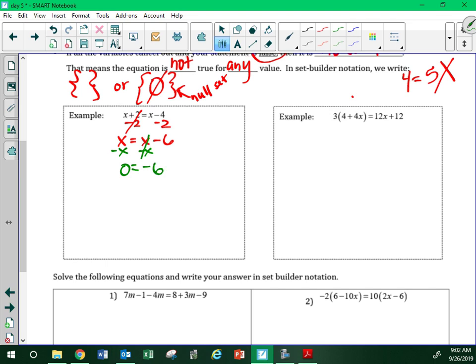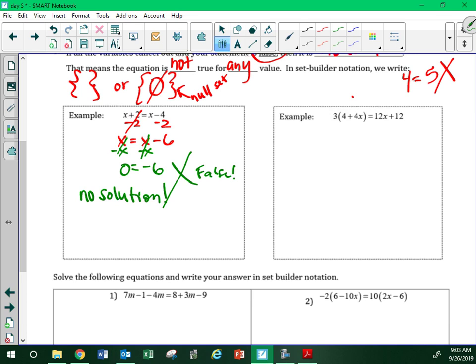Does 0 equal negative 6? No. So this is a no solution. This is false. So notice there are no variables left. They canceled out, and we have a leftover false statement. It's no solution. That's because 1x minus 1x is 0.